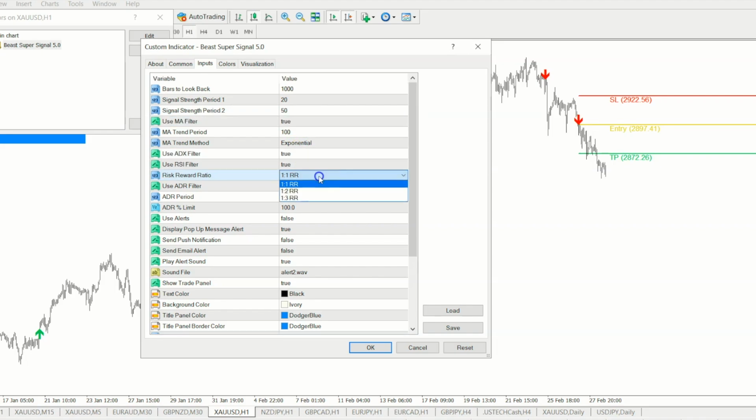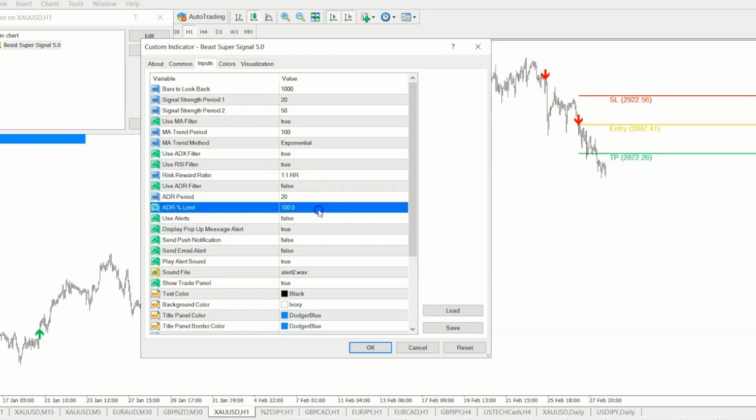Then continuing on, this is still the same. You can choose which RR you want to use. Default is 1-to-1, as you can see here. Then we have an ADR filter, which existed before. This basically filters out any trades if you have this enabled. So if the ADR, the average daily range, has exceeded the limit of 100%, for example, if you have this active, it will not allow any further signals for that day.